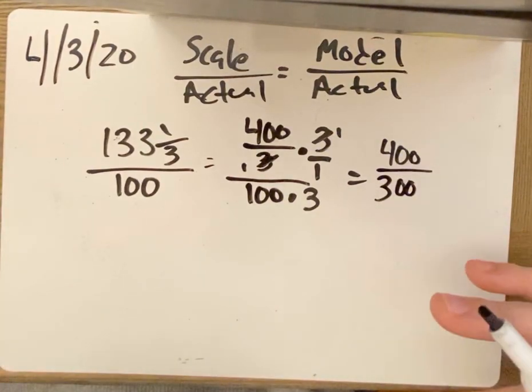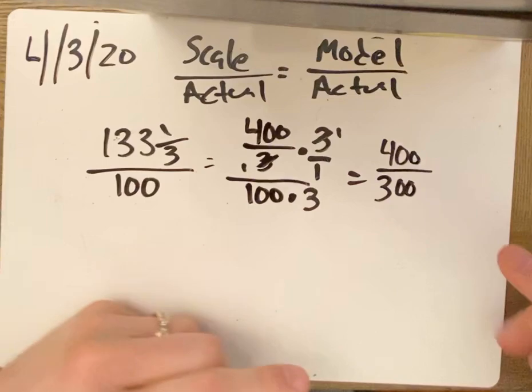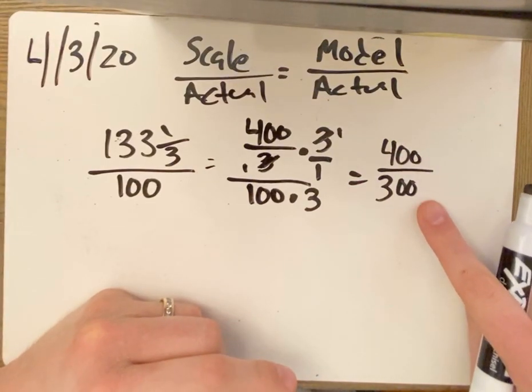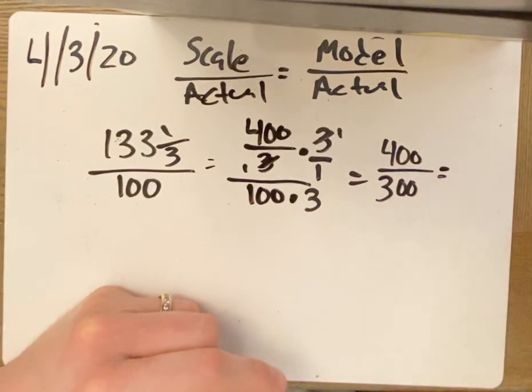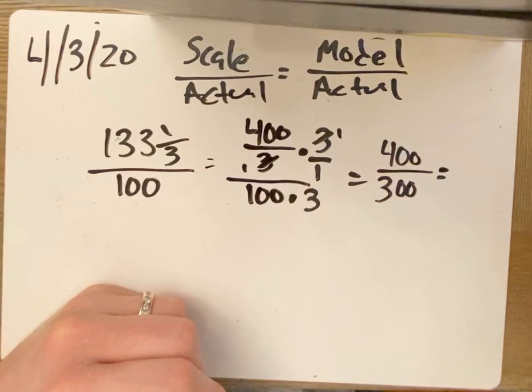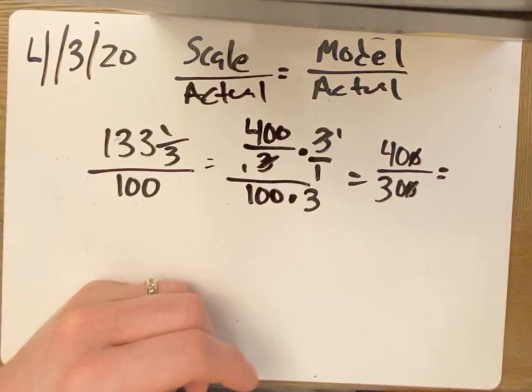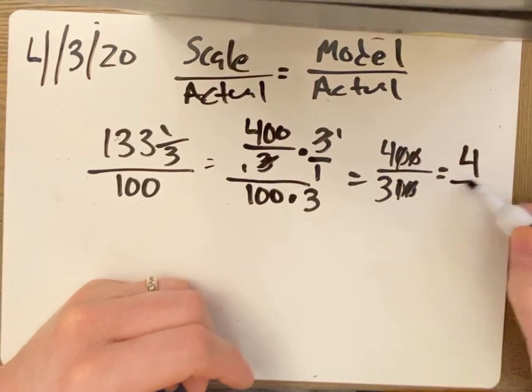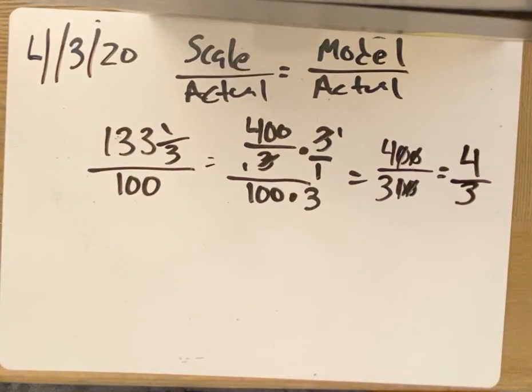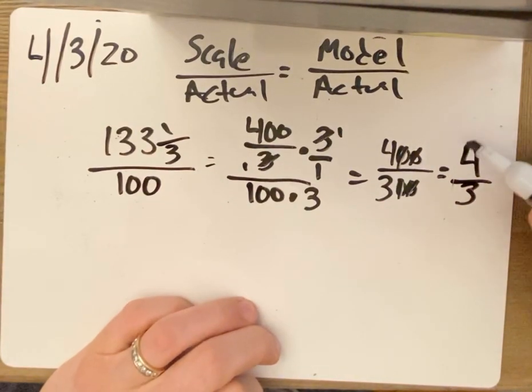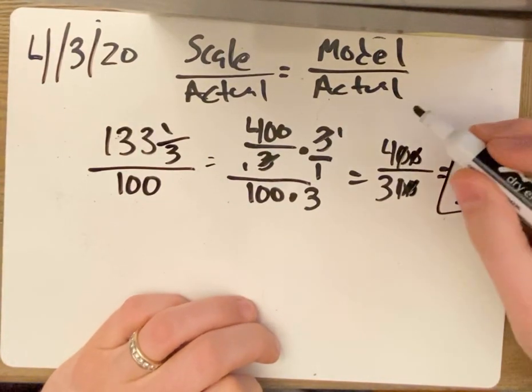Now, again, this is too big for me. I don't like it. So I'm going to take this down one more time. All right, if you remember the tricks that I always told you about matching up zeros, look, boom, boom, boom, boom. So our new scale factor is 4 over 3. Okay? The scale factor is 4 over 3.